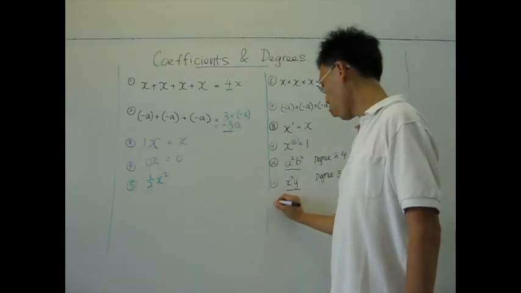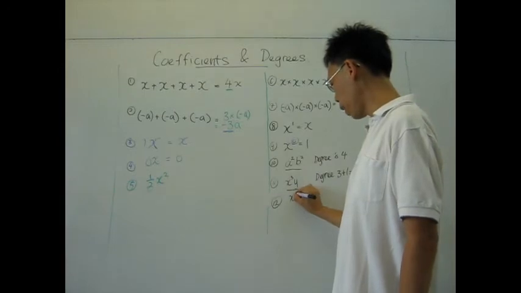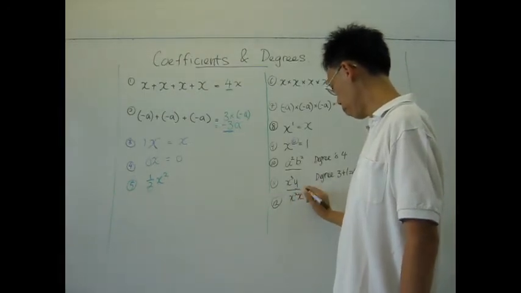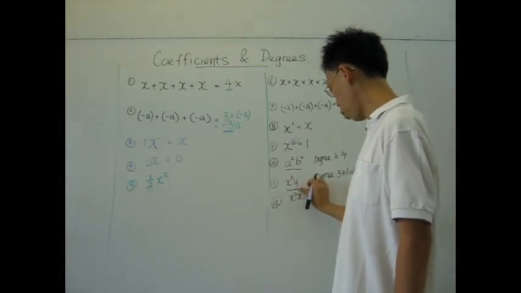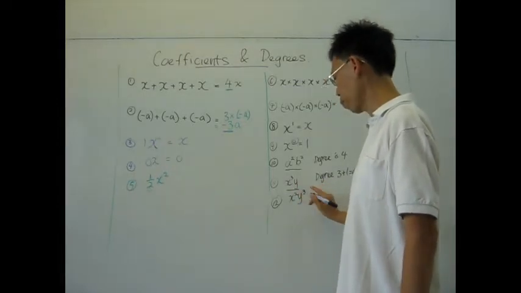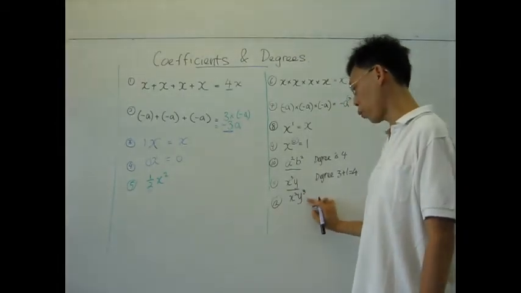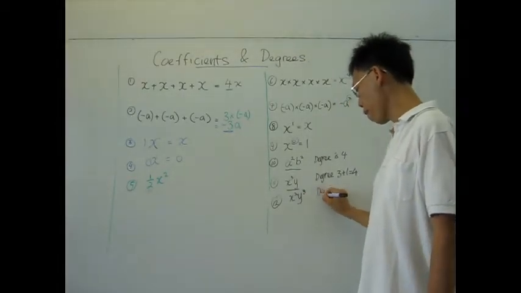Right? So try this one. What is the degree of this particular term? Very good. The degree of this particular term is 5.